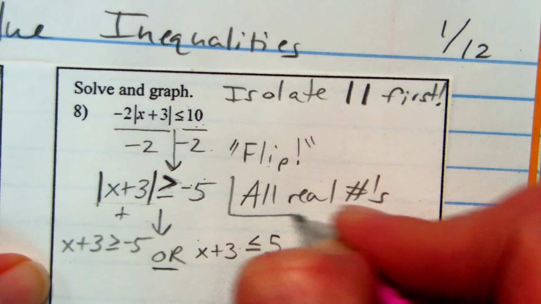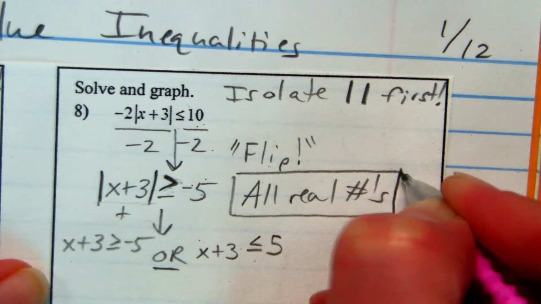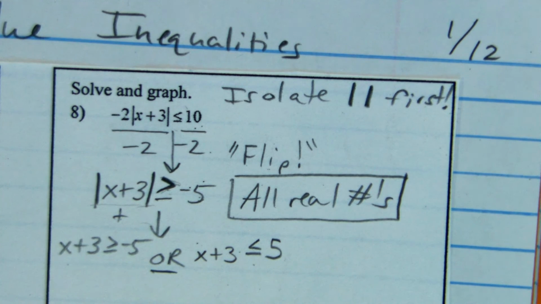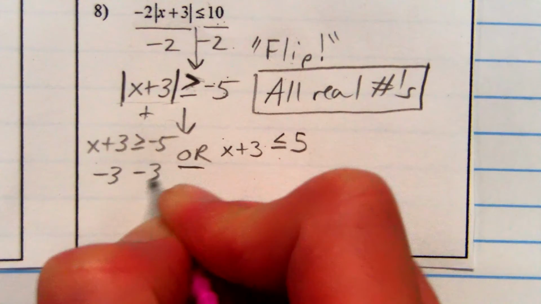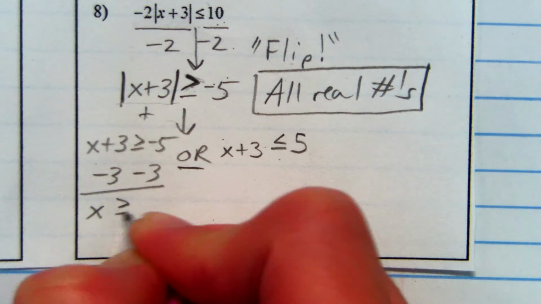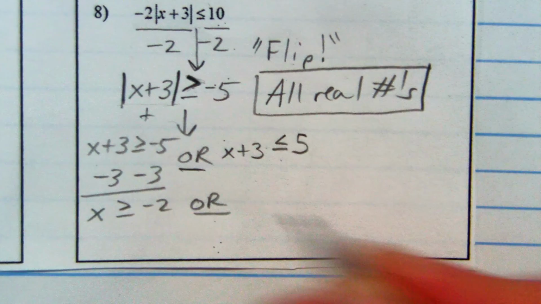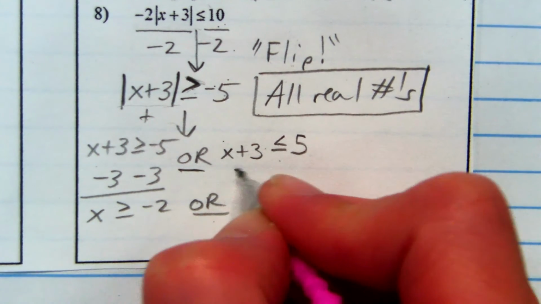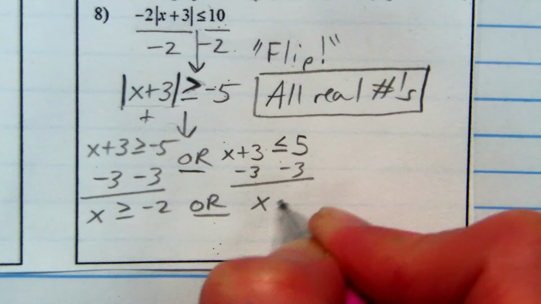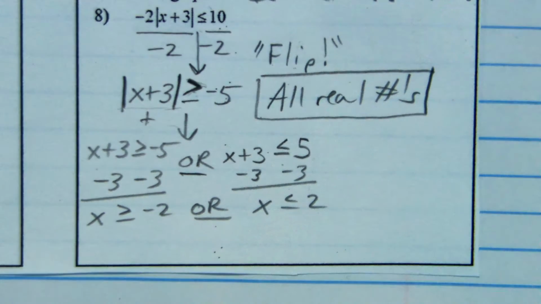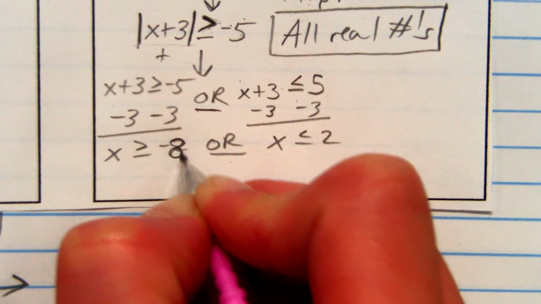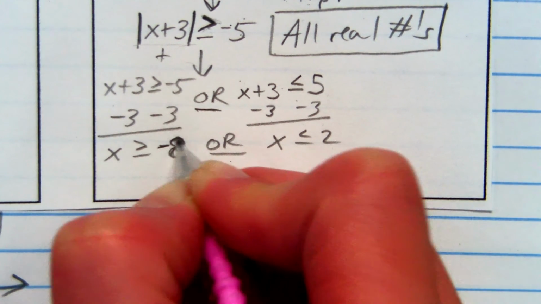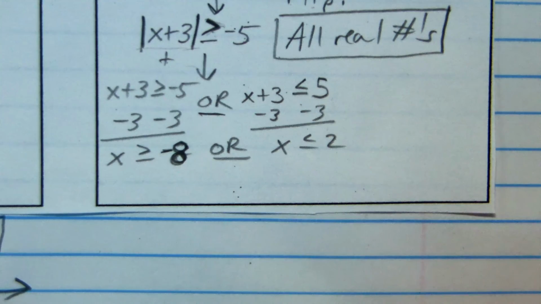I'll go ahead and work it out just so you can see, because I think a lot of people just like to go through the whole process no matter what, and that part confuses them. So if I go ahead and solve this, I subtract 3 here, I'll get x is greater than or equal to -2, or solve this one, we subtract 3, x is less than or equal to 2. Wouldn't that make it -8? Yep, -8. I can't subtract. Thank you, Sophie. It's the second time you saved me today.